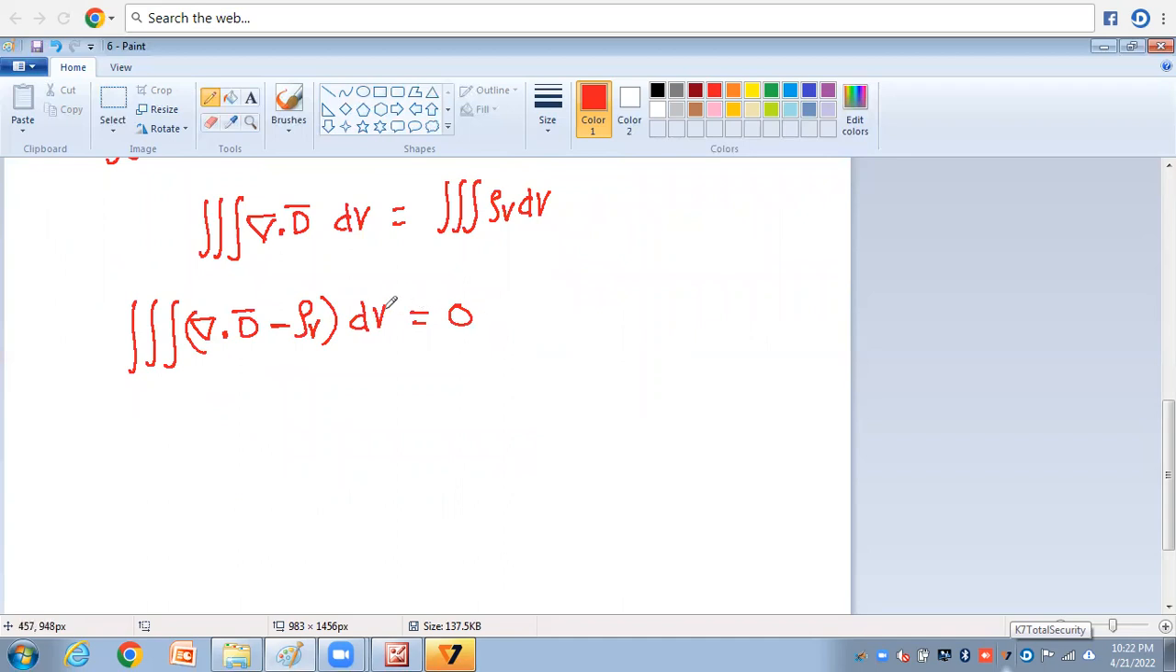Since the integrand must be zero, we may write the equation del dot D bar equal to rho v. Anyway, this is Maxwell's first equation, that is, del dot D bar equal to rho v, which is the first of the four Maxwell's equations to be derived.